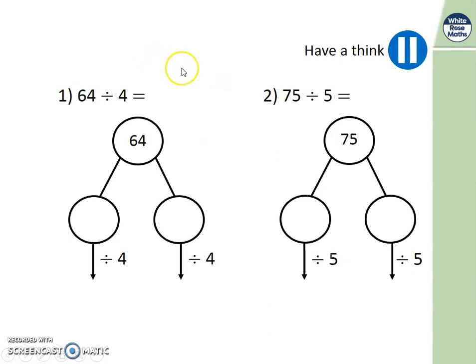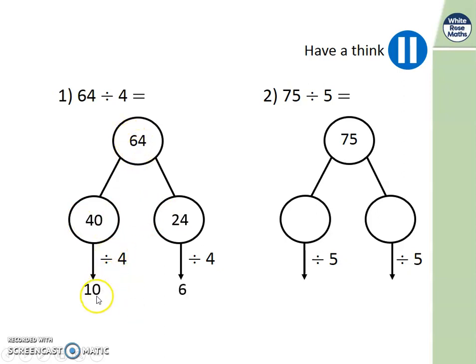Have a go, pause the video and try these ones. We'll go through it together in a minute. Let's have a look at those answers then. So 64, we're dividing it by 4. We're going to partition it into 2 numbers that we know are in our 4 times table. For example, 40 and 24 are both in my 4 times table. When I add them together, they make 64.